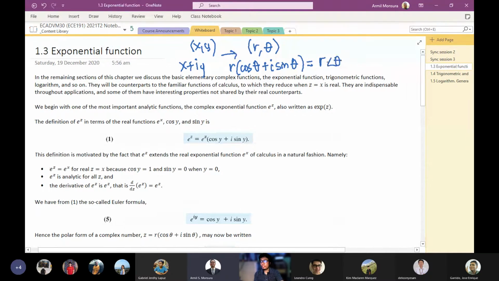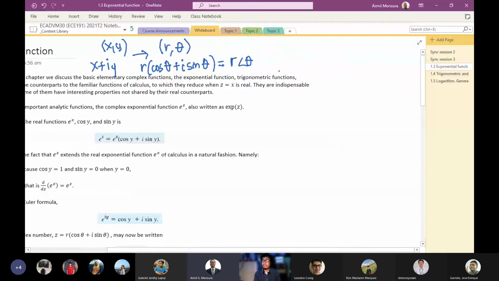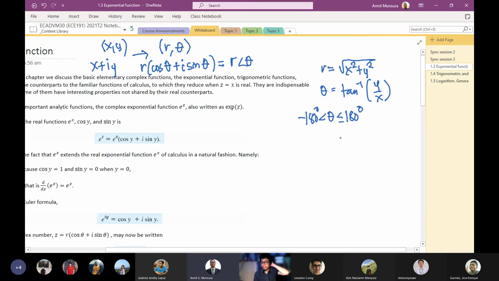So we already know how we get the r and the theta of this. That is, we compute r as the square root of x squared plus y squared, and your theta as the arctangent of y over x, with a special requirement for your theta to be greater than negative 180 degrees but less than or equal to 180 degrees. In terms of radians, that should be negative pi up to positive pi. So this is the polar form.